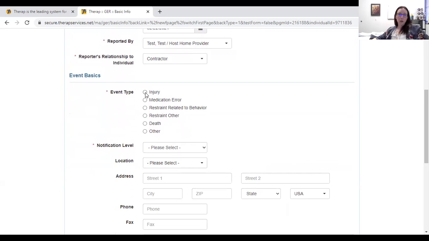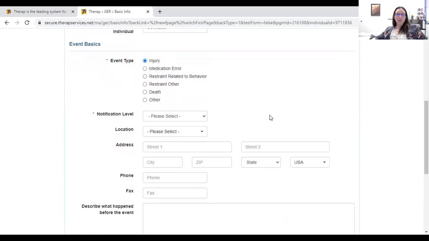Okay, so we're going to do injury because I have a lot of fun with injury because of the pictures they include. And I'll show you what I'm talking about here. So let's do a critical incident today.